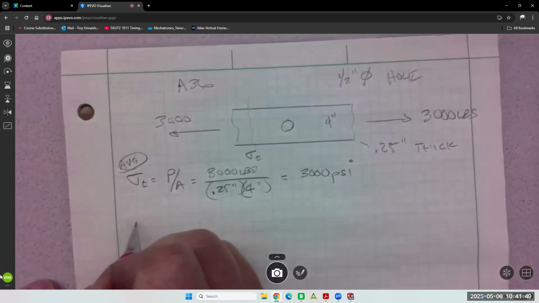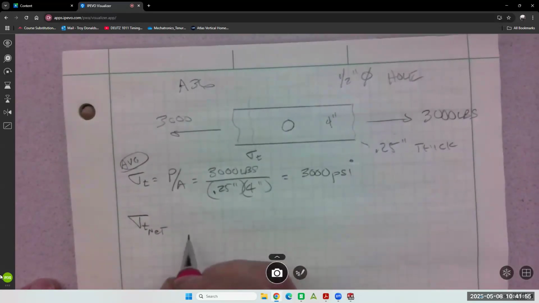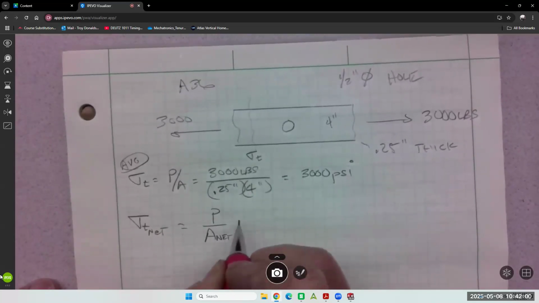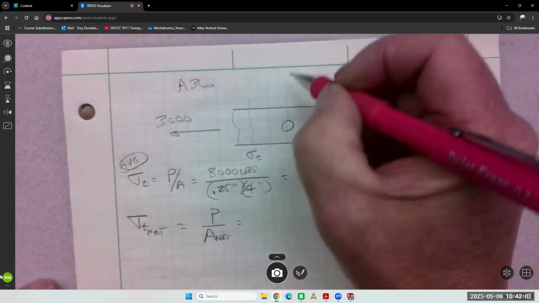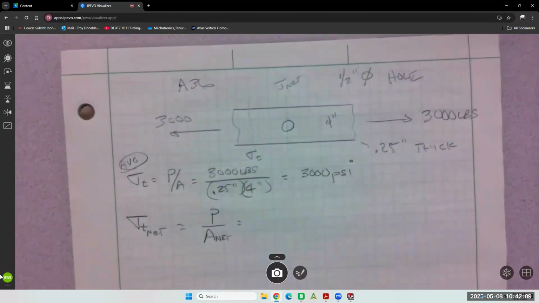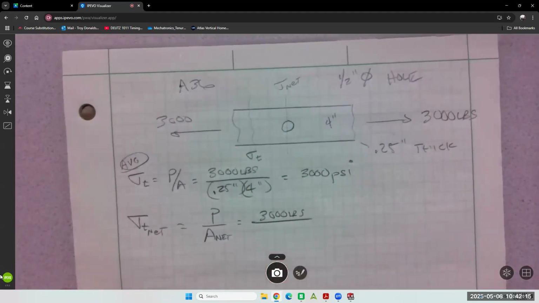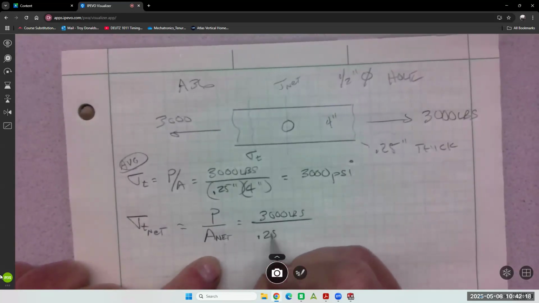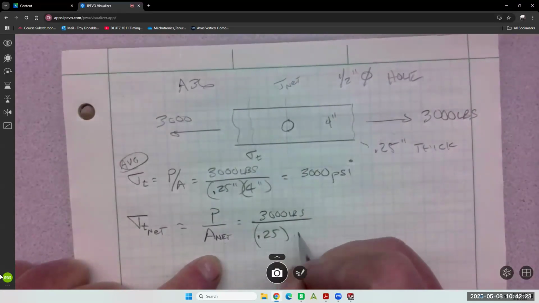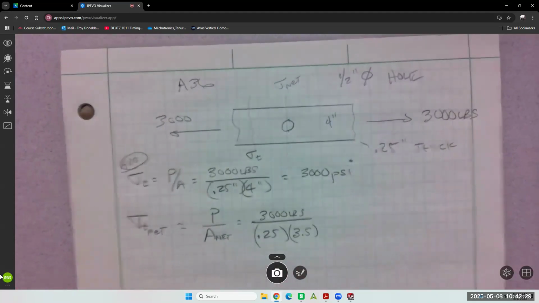All right, now let's get what I call the tensile stress net. So tensile stress net is going to be P over area net, which means that's here. That's just the reduction in area, right? So that's going to be 3,000 over, instead of the 0.25 times 4, we take this 1/2 inch away. It's 0.25 times 3.5. Right? Because it's a 1/2 inch diameter.